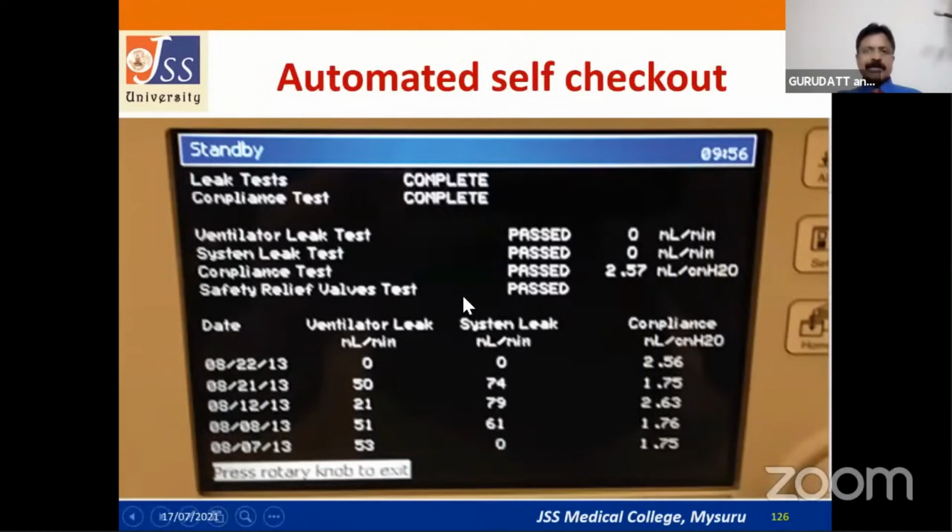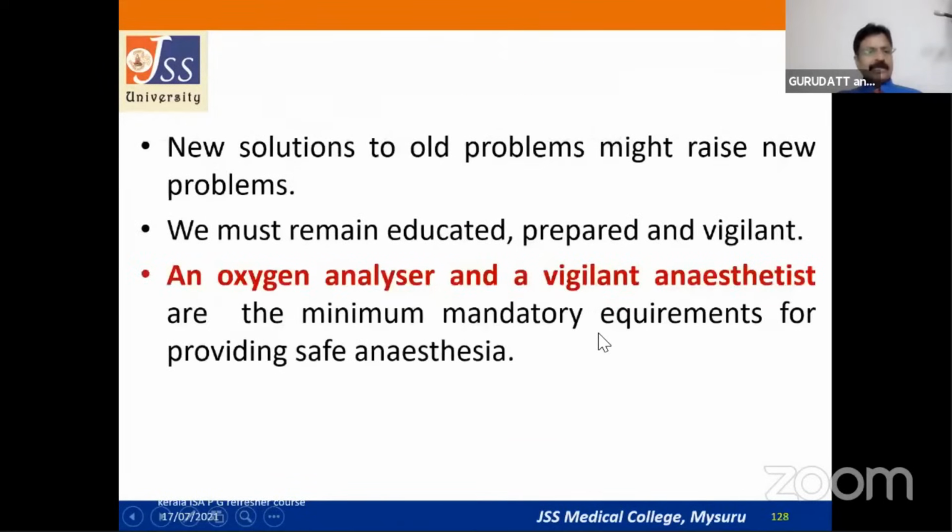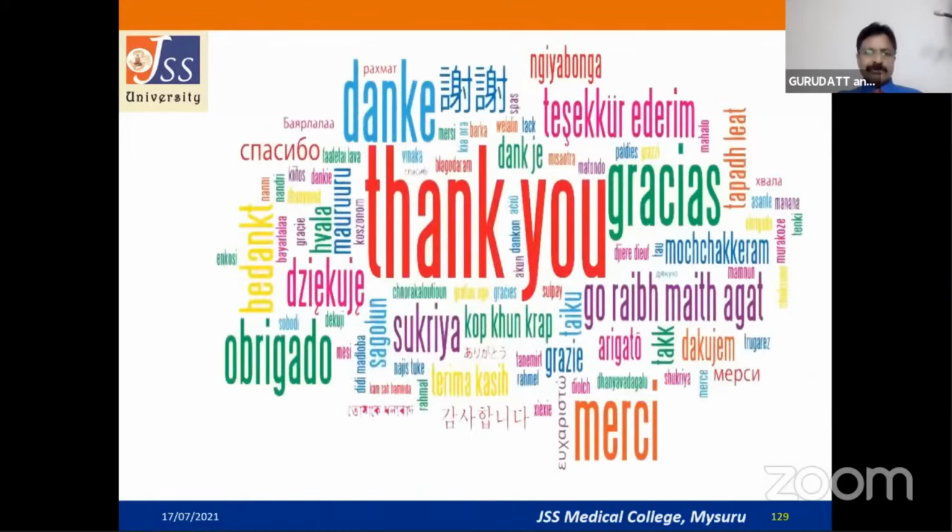So you have automated leak tests nowadays. Majority of the times we'll be doing this automated self checkout, and all the tests have to be passed before you use it. Just to conclude, a lot of changes have been made over the years and a lot of things have been added, but whatever it may be, an oxygen analyzer and a vigilant anesthesiologist are the most important thing, because new solutions for old problems might raise new problems. The vigilant anesthesiologist and an oxygen analyzer are very important for managing any kind of anesthesia. Thank you very much for your patient listening. I almost took 1 hour 45 minutes. Thank you so much for giving me extra time also.